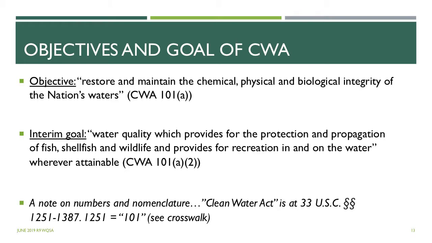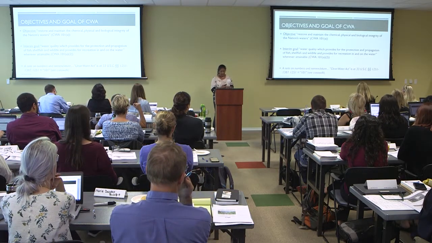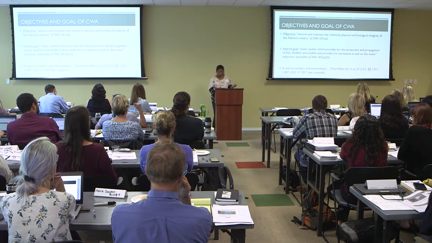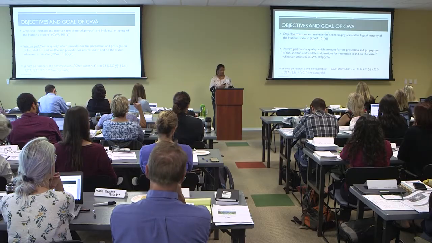We will spend a lot of time this week talking about what is meant by protection and propagation of fish, shellfish, wildlife, and recreation in and on the water, and wherever attainable. So just commit that to memory at some point. But in addition to these goals, the Clean Water Act also had a policy to prohibit discharge of toxic pollutants in toxic amounts. It also specified the national goal of elimination of discharge into navigable waters by 1985, which we didn't really quite meet, but we're still working towards that in theory.